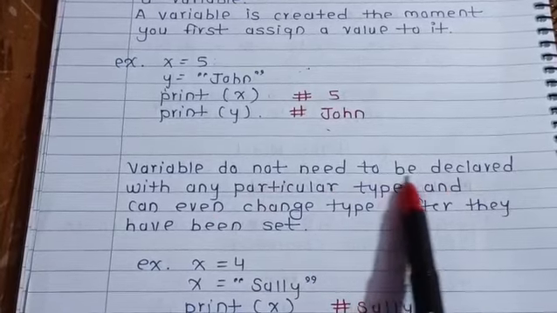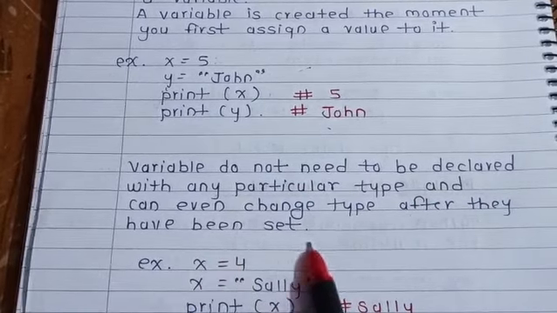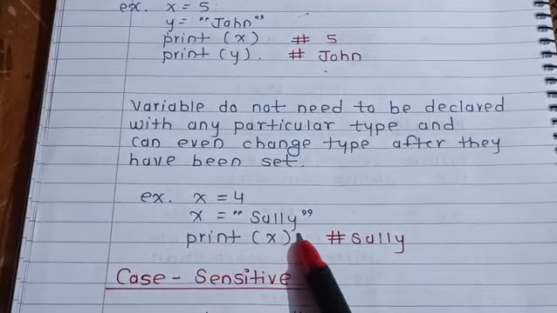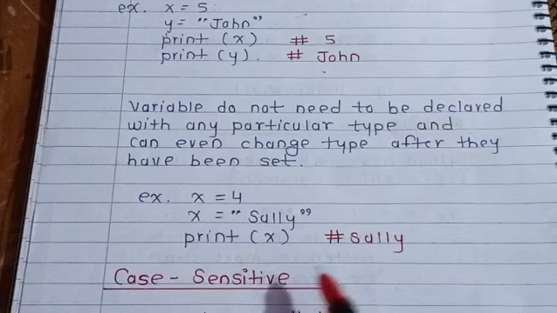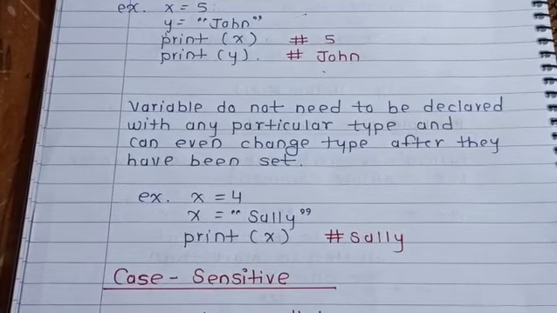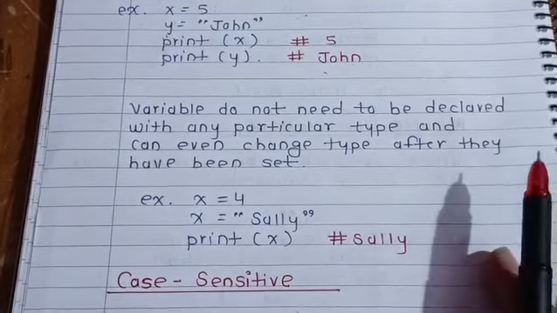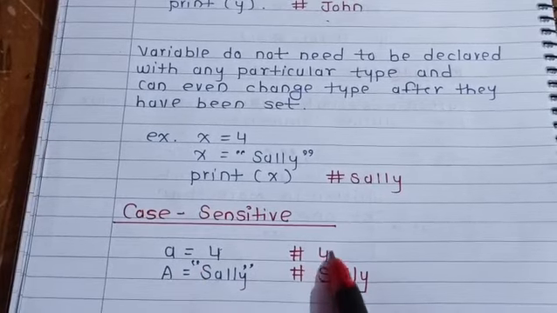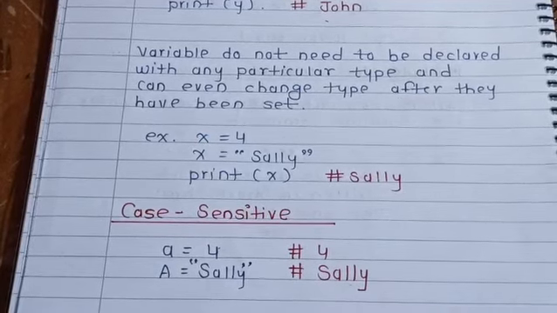Variables do not need to be declared with any particular type, and can even change type after they have been set. So x equal to 4, x equal to "Sally", print x gives Sally. This is also case sensitive: a equal to 4 with a small letter, then print, and capital A equal to "Sally" gives Sally, so it is also case sensitive.